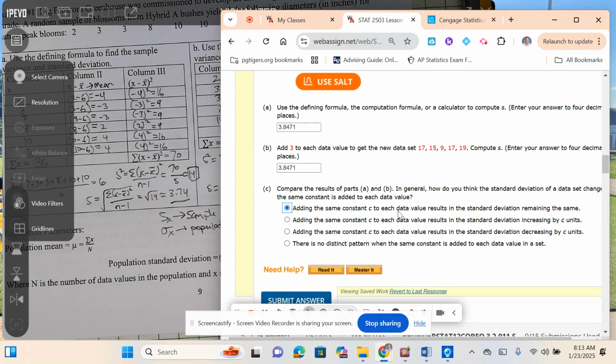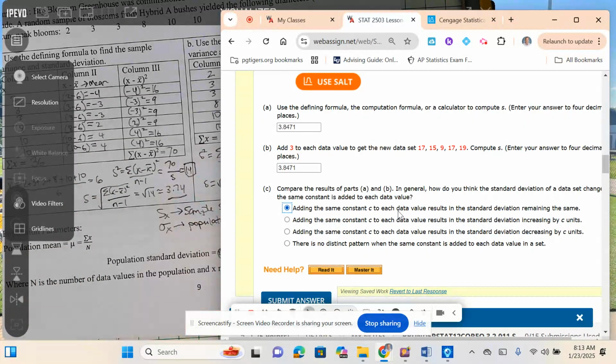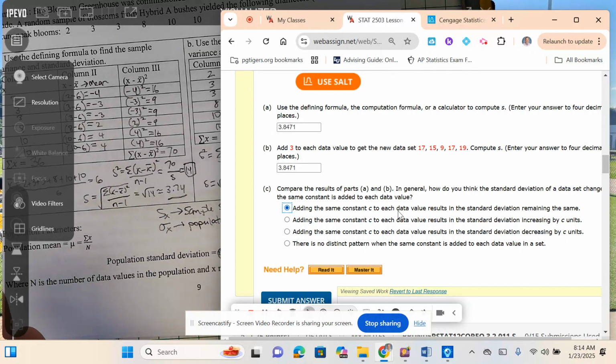Here's why. Standard deviation is a measure of spread. It's a measure of how spread out a distribution is. So if I'm adding 3 to values, let's say I had a test and the lowest grade was a 60 and the highest grade was a 90, and I add 10 to each score, so somebody could get 100. So if I go from 60 to 90, what's my spread? 30. If I add 10 to each score, what's my new spread going to be from 70 to 100?